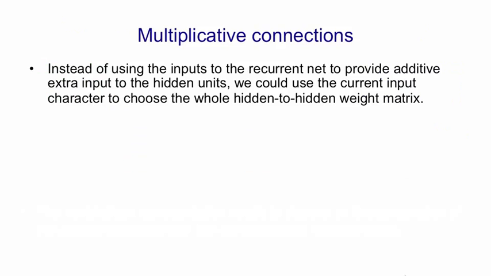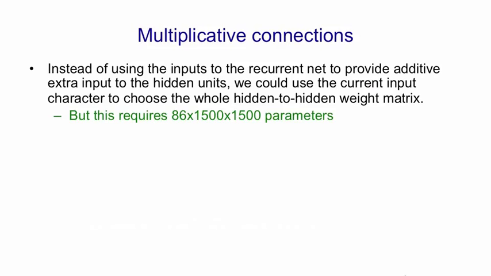So we're going to try and capture that by using multiplicative connections. Instead of using the character inputs to the recurrent net to give extra additive input to the hidden units, we're going to use those characters to swap in a whole hidden to hidden weight matrix. The character is going to determine the transition matrix. Now if we did that in the naive way, we'd have each of the 86 characters define a 1500 by 1500 matrix, and that would be a lot of parameters. If we have that many parameters, the net's likely to overfit unless we run it on a huge amount of text for which we might not have time.